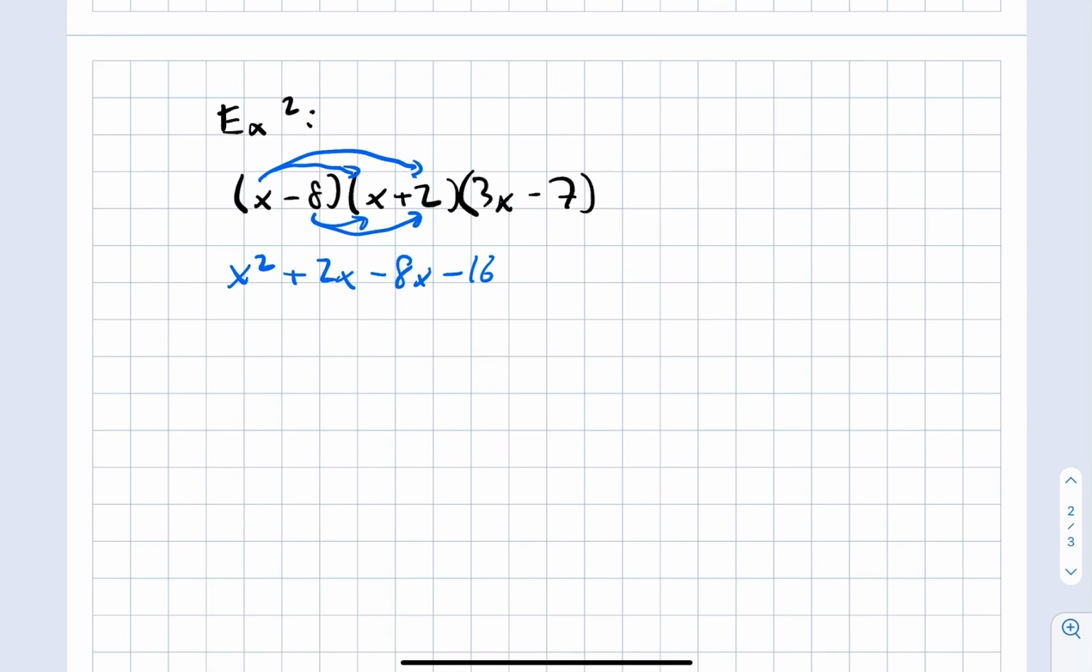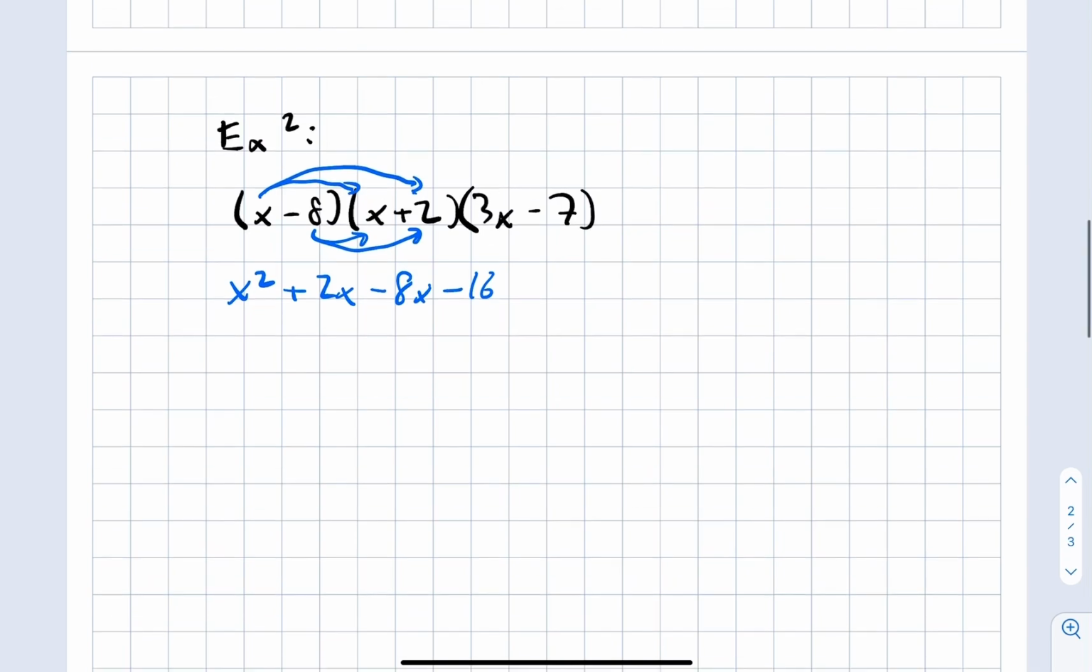Okay. We can check to see if there's anything we could put together, and we can put together those x's. So the 2x and the negative 8x. So this will now simplify to x squared minus 6x minus 16. All right. So this x squared minus 6x minus 16 is the result of multiplying these 2 together. So now we have to multiply the result of that to the 3x minus 7.